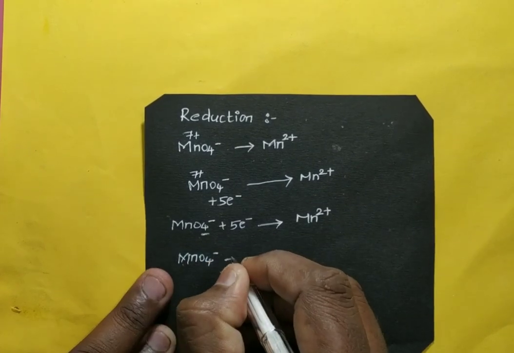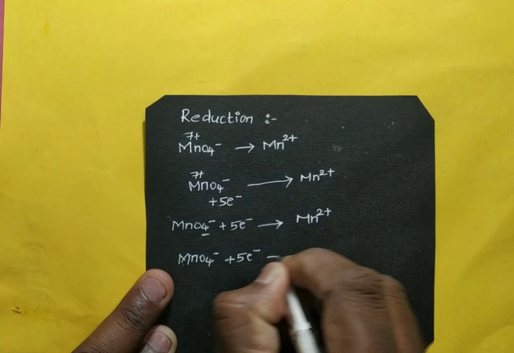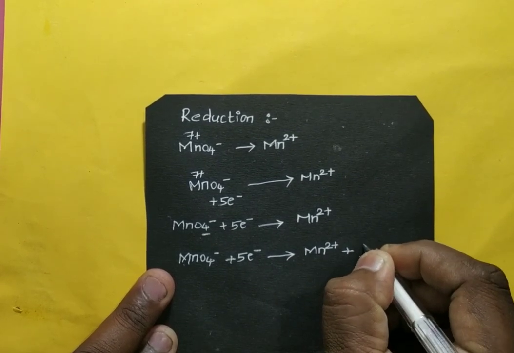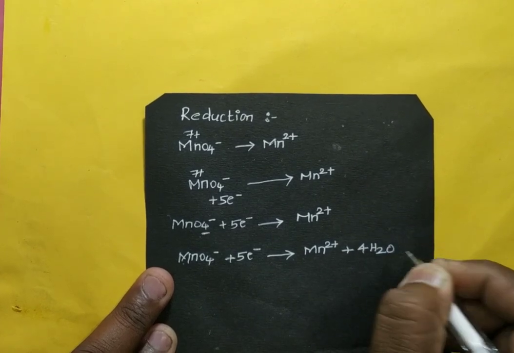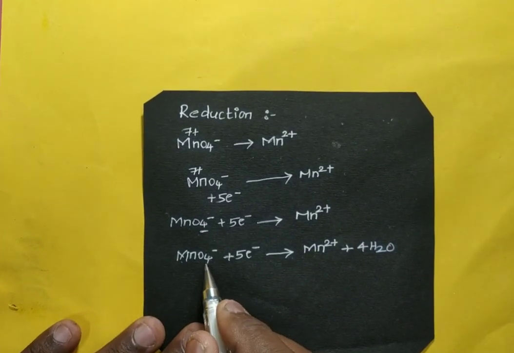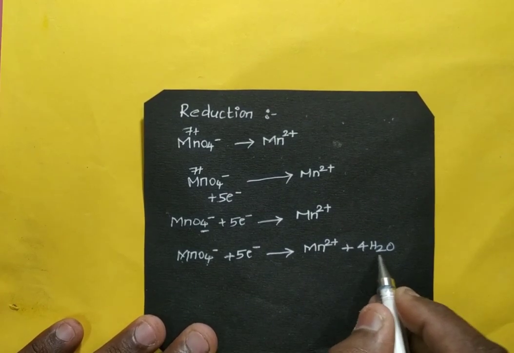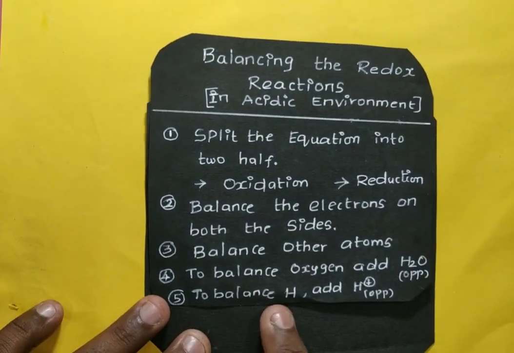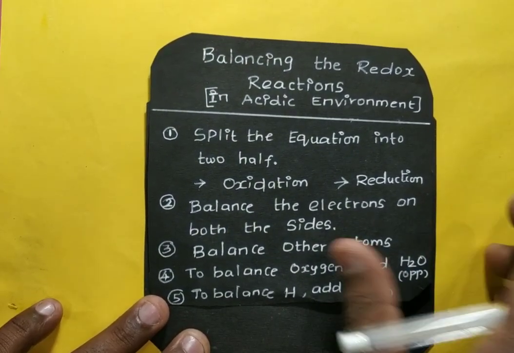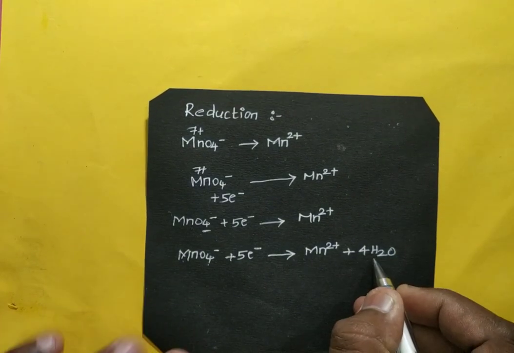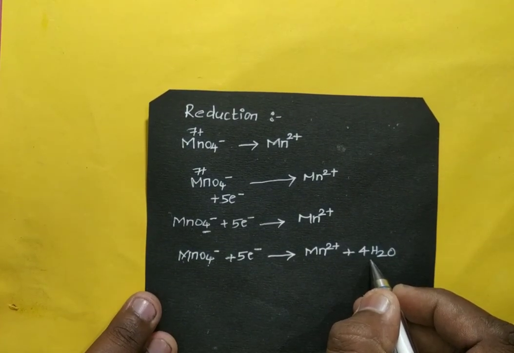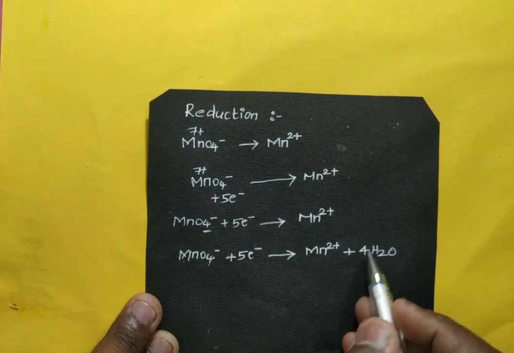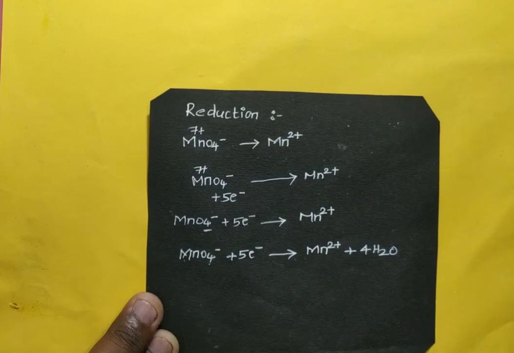MnO4 minus with 5 electrons gives Mn2 plus and 4 water molecules. Are you able to understand? There are 4 oxygens, so I add 4 water molecules. Then what about the next one? To balance hydrogen, you add H plus on the opposite side. How many hydrogens are there? 8 hydrogens in total. You have to add 8 H plus to the reactant side.